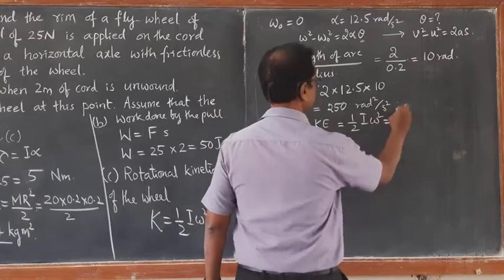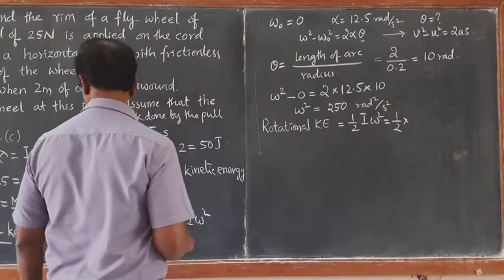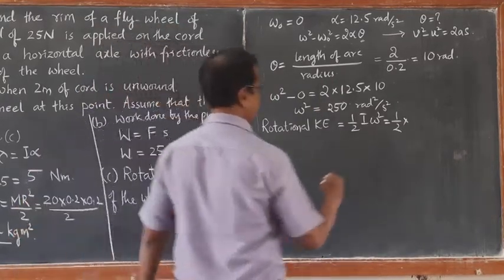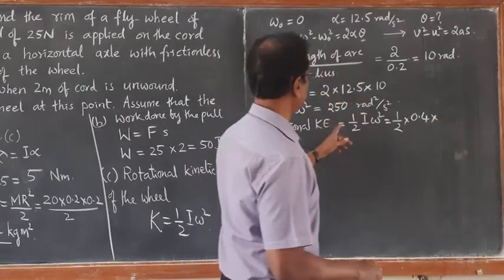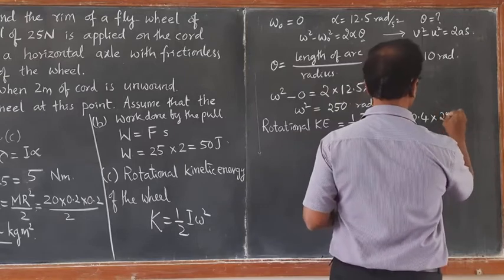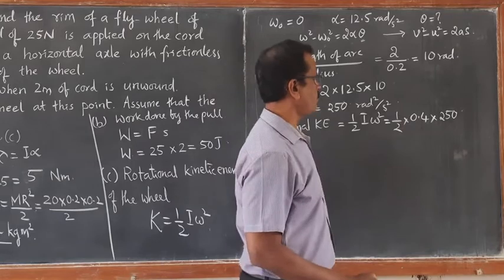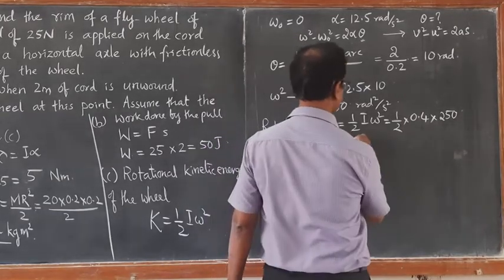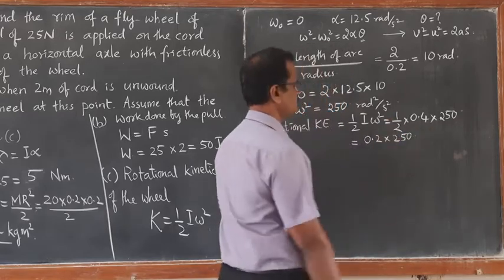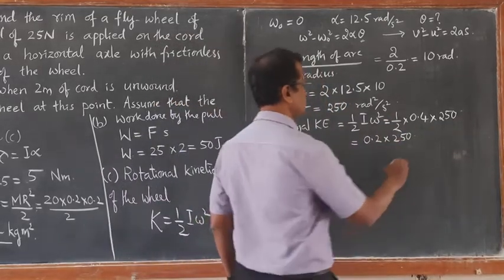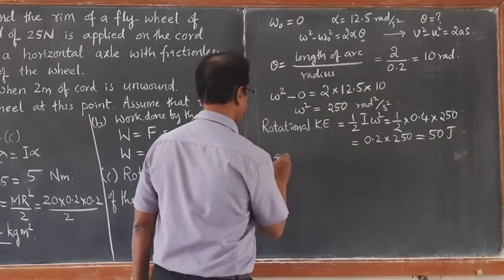Just substitute half into I. I is the moment of inertia, which we have already calculated, 0.4. Moment of inertia of the flywheel, 0.4, into omega square, which is 250. So just cancel now. 2 ones are 2, so it becomes 0.2 into 250. The decimal cancels, so you are left with 50 joules. Therefore, gain in kinetic energy.